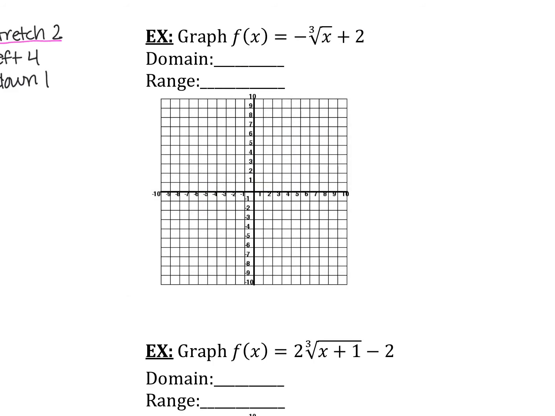Let's look at this cube root. Can you explain to me what has happened in this one? It flips. That's the biggest weird thing with this one. So this graph is flipped upside down. Again, that's like the a value, the stretch or the shrink. We want to do that first. What else has happened?